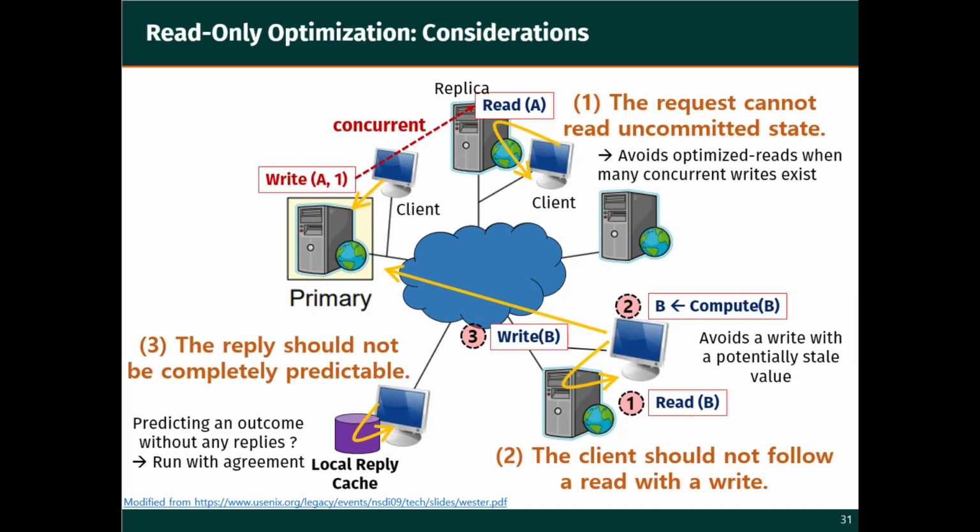Third one is that the reply should be completely predictable. This means that if the client 100% correctly predicts the outcome of any request, then the client just uses its local reply cache for all requests without any agreement protocol. However, even if this situation occurs, it is good to submit the request through the agreement protocol because it doesn't hurt any performance. Technically, this 100% correct prediction is not feasible, so it is recommended to use an optimized read request and an agreement-based read request simultaneously.